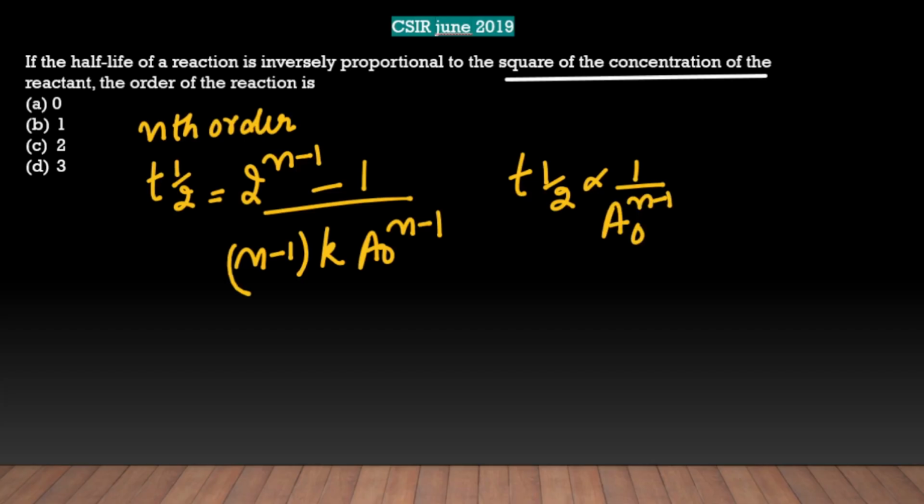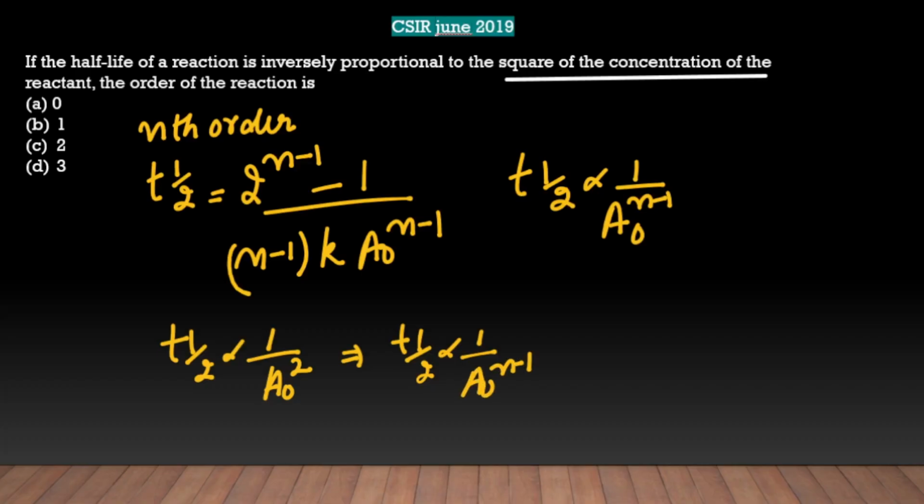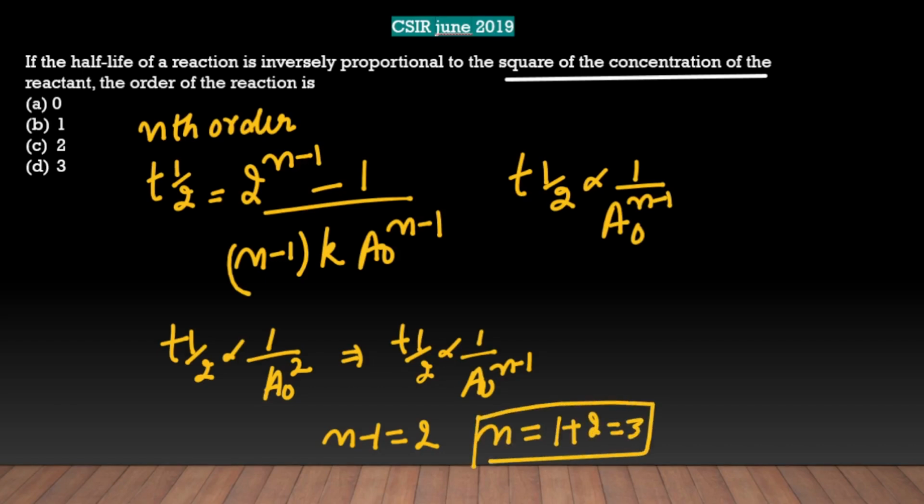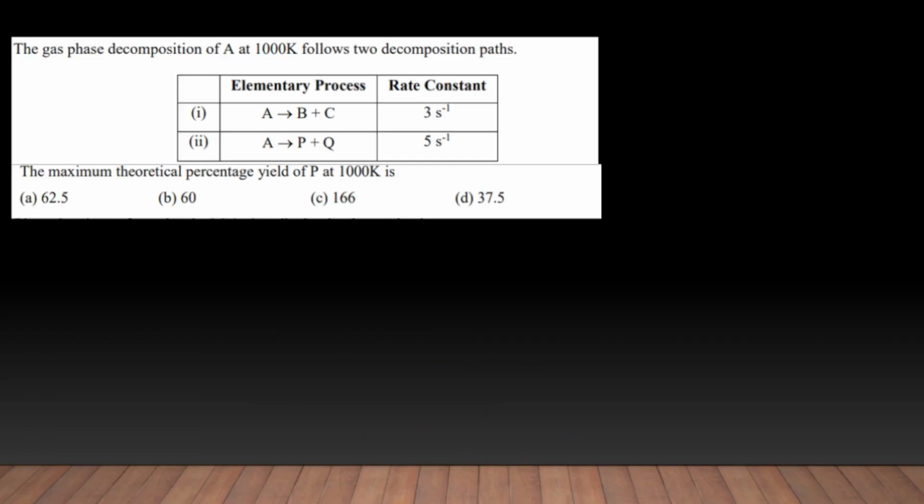Here it's given that t half is inversely proportional to the square of the concentration. This implies t half is inversely proportional to a naught raised to the power of n minus 1, which means n minus 1 is equal to 2. So n is equal to 1 plus 2, which is equal to 3. So this reaction corresponds to third order kinetics. The answer becomes option D in this case. Okay. Next is this question.